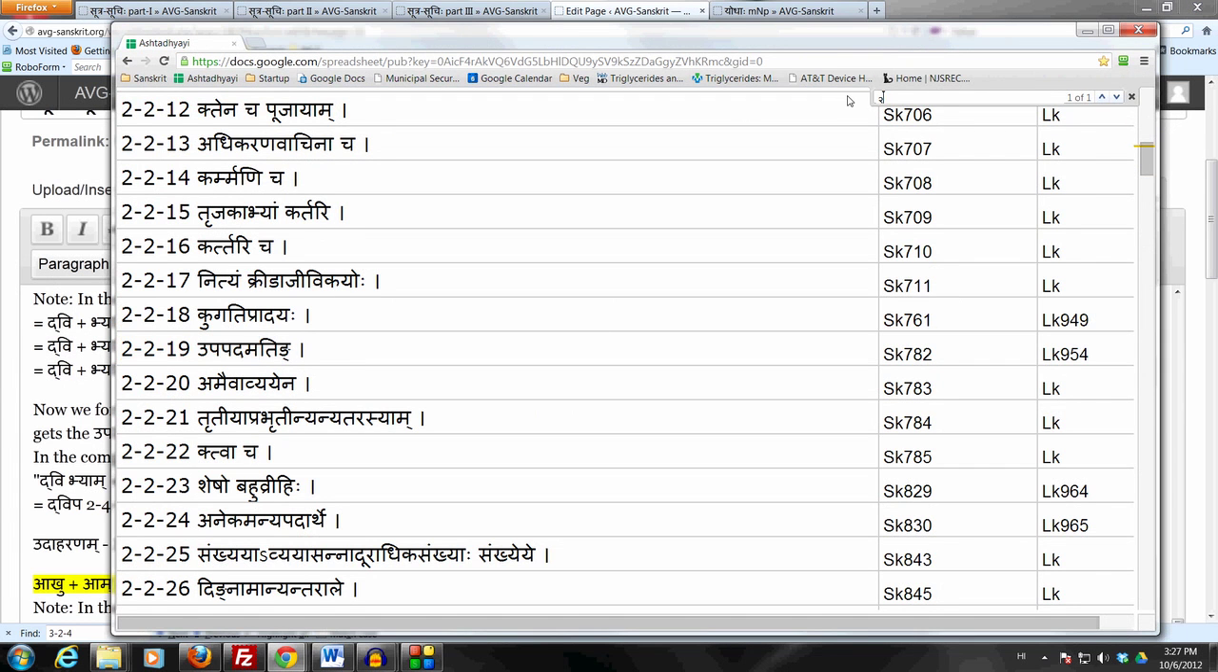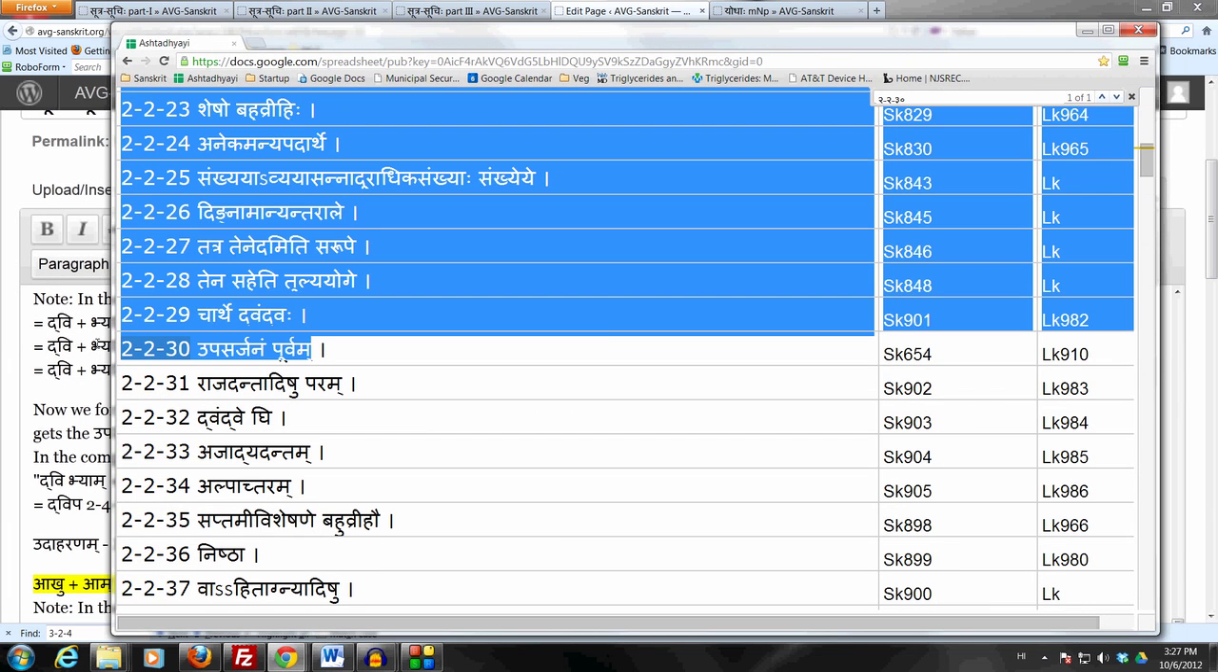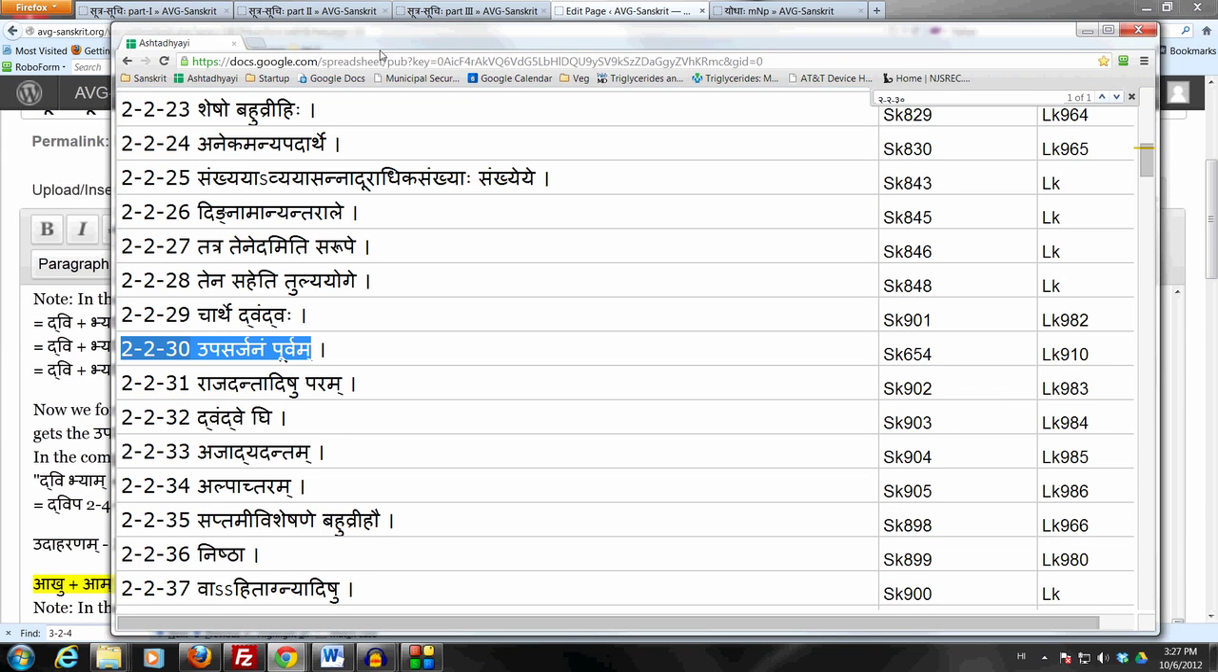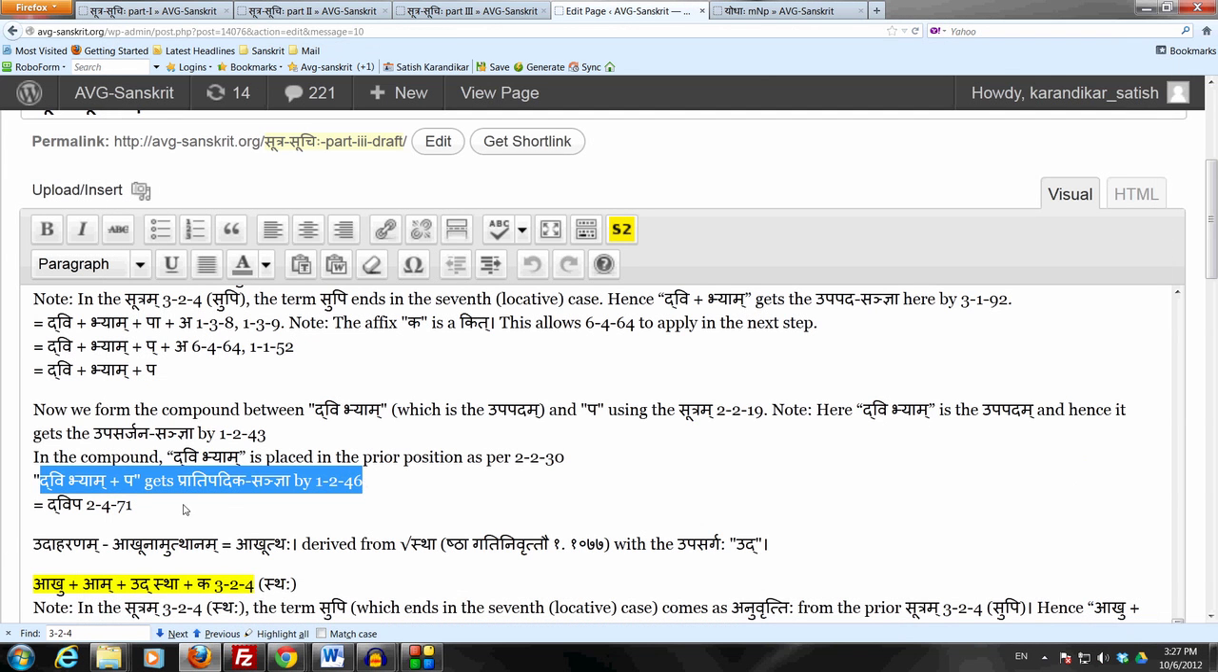This entire samudaya dvibhyam pa gets the pratipadika sanya by krit taddhita samasascha, and then by supo dhatu pratipadika yoho, 2471, the bhyam, the sup which is inside the pratipadikam, takes the luk elision, and we get the form dvipa.